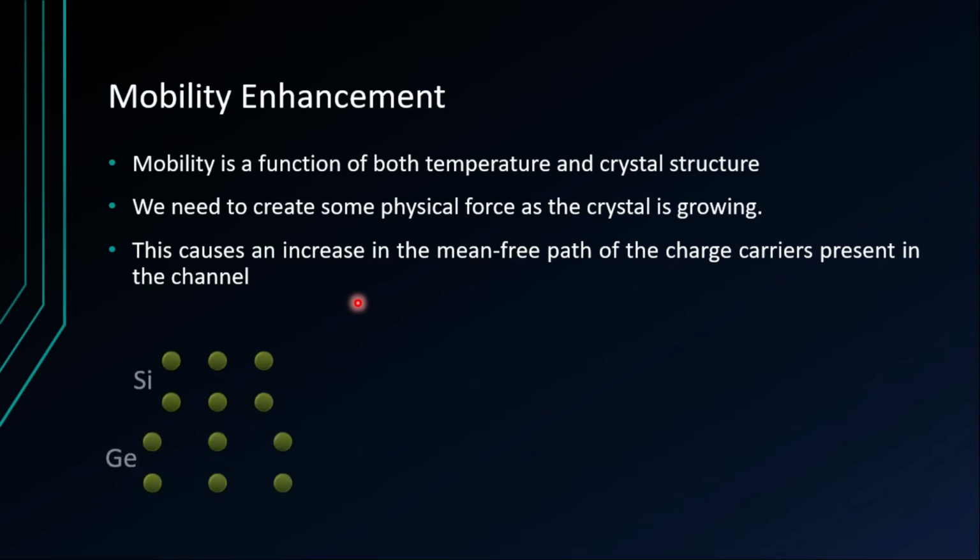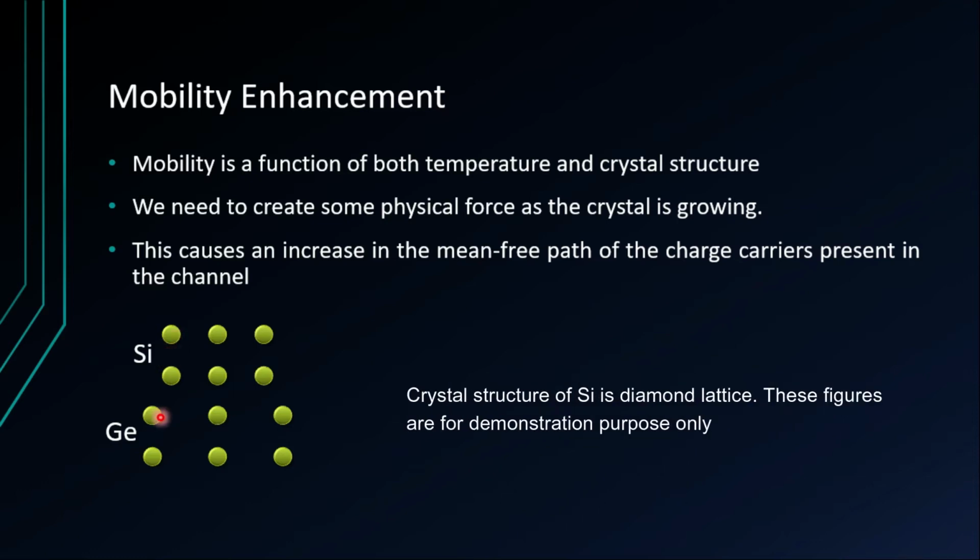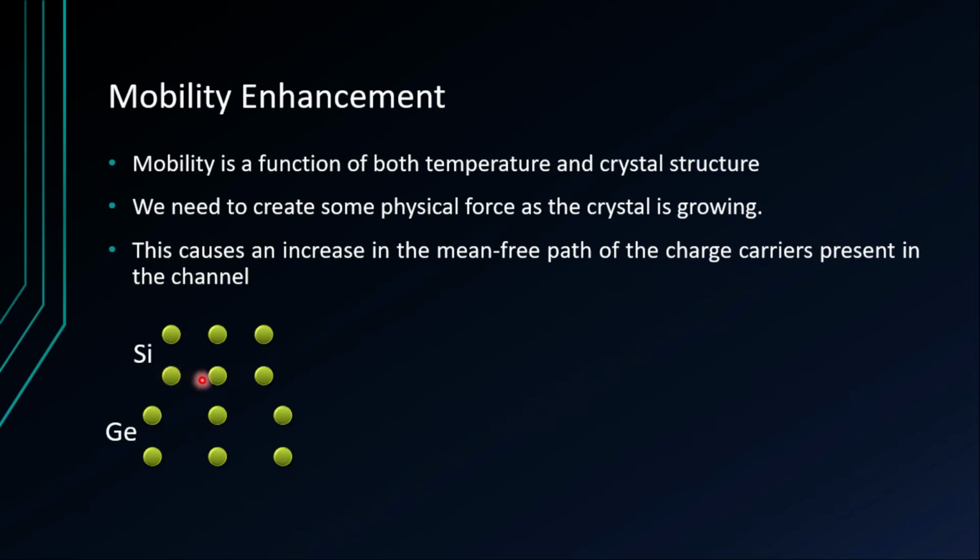We need something like this. The silicon is there. If you can see these atoms of silicon, we somehow want to stretch these atoms either vertically or horizontally. We want to widen this crystal structure. The interatomic distance between these two atoms should be increased either horizontally or vertically.